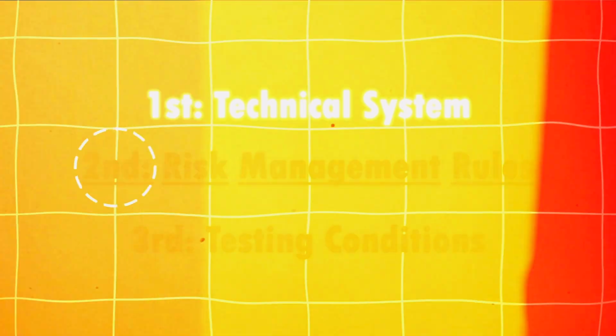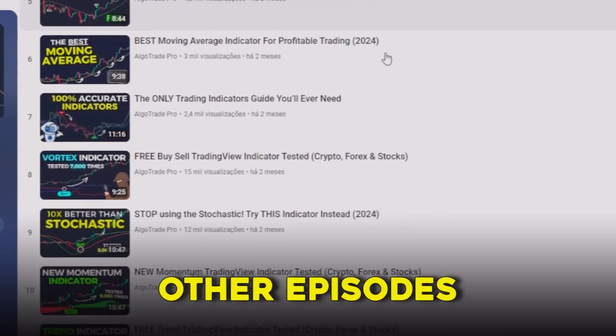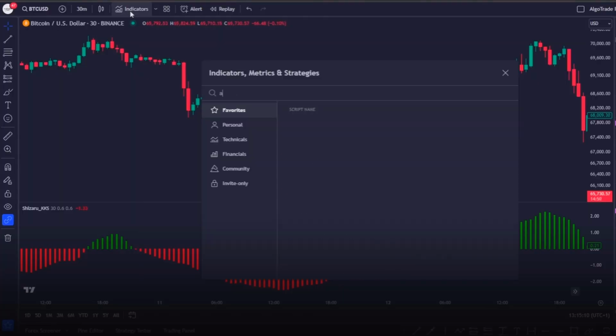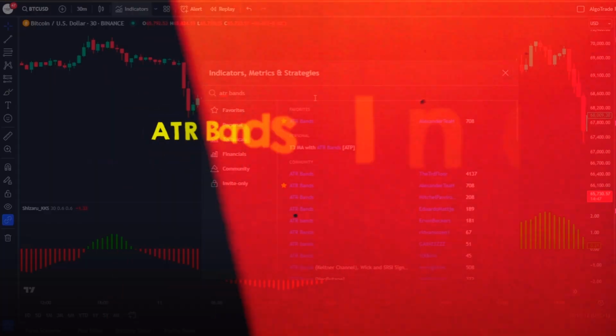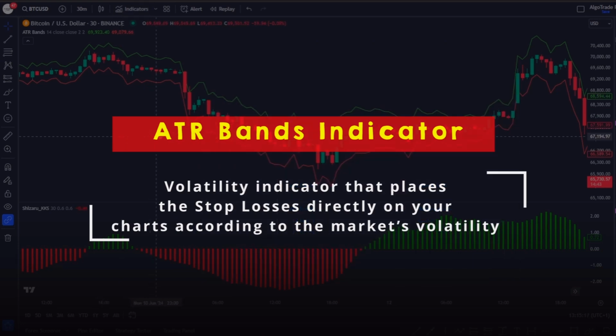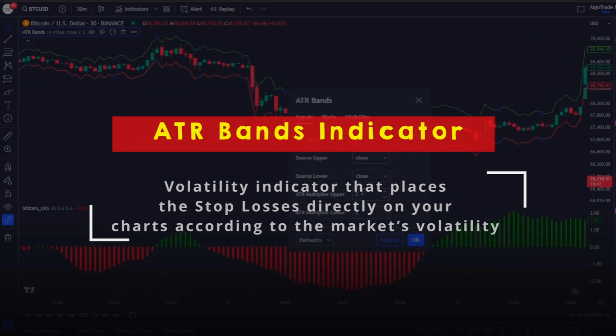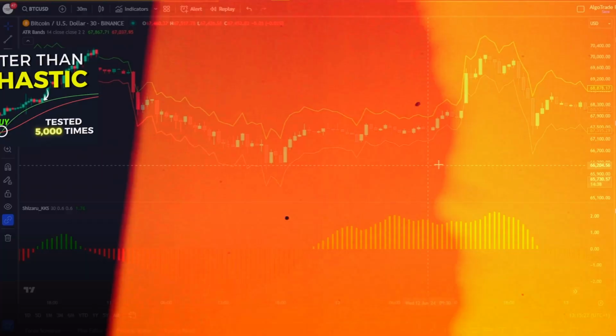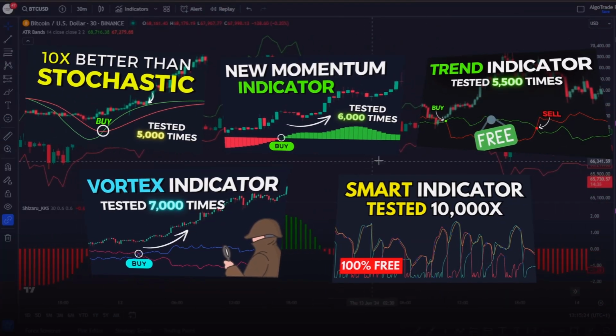For risk management, I will use the same method as in all the other episodes by using the ATR bands indicator, a volatility indicator that places the stop losses directly on your charts according to the market's volatility. To know more about it, you can check one of the previous episodes from this series.